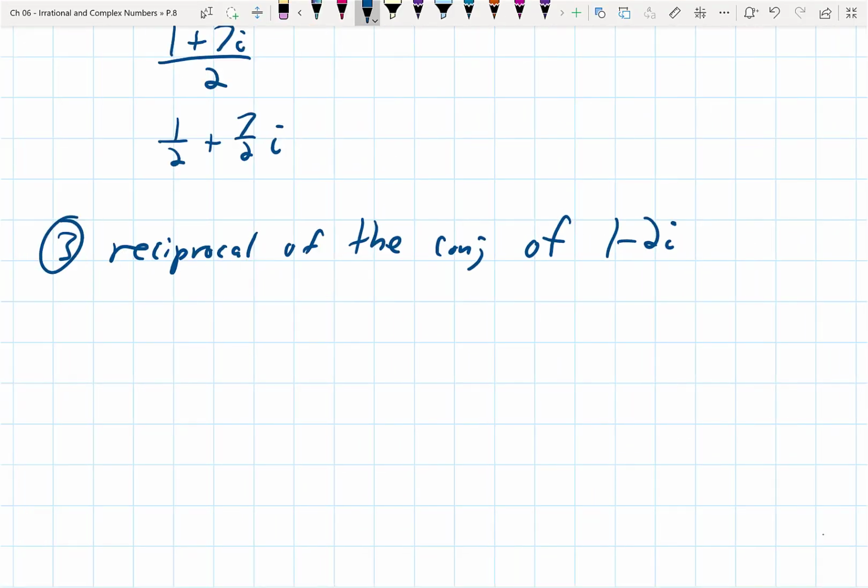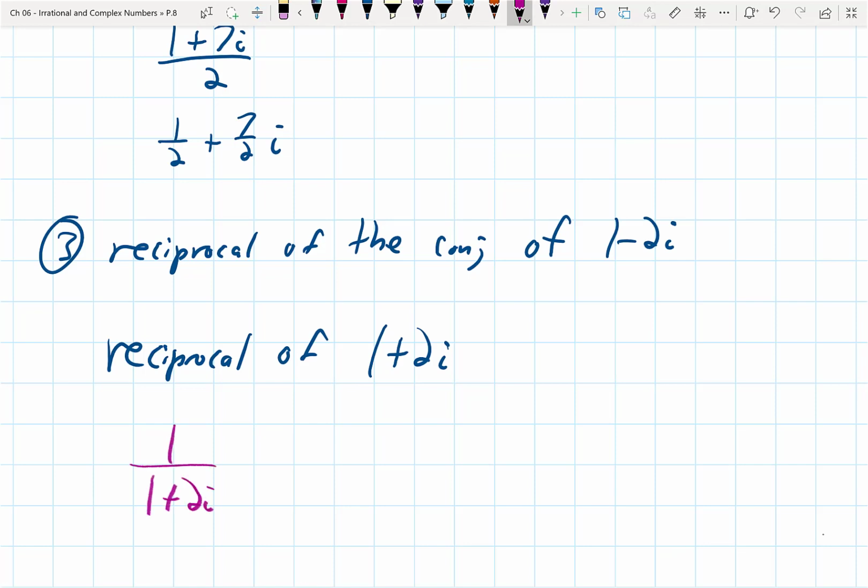Reciprocal of the conjugate. So what is the conjugate of 1 minus 2i? So this is just asking for the reciprocal of 1 plus 2i. And how do you reciprocalize a number? Yeah. So I flip it. When you flip it, you have to flip the whole thing. You're doing 1 over 1 plus 2i. So now this is translating to another question. How do I get this into a better form?